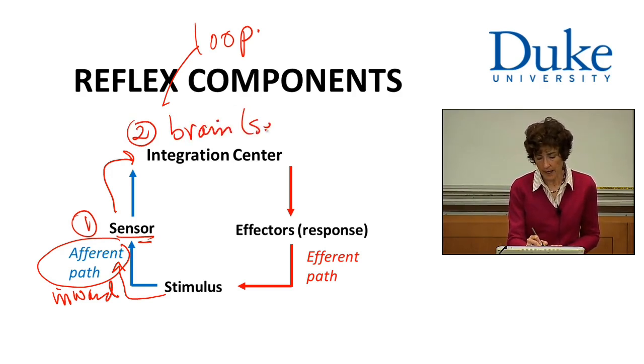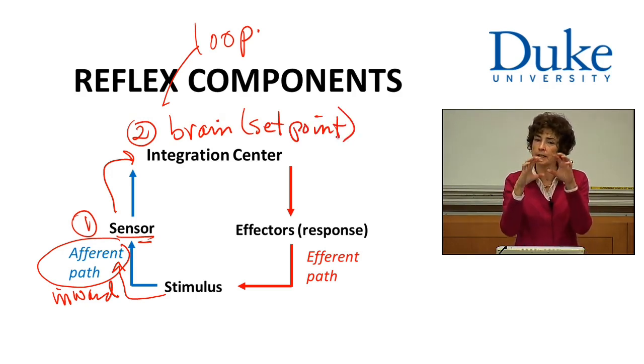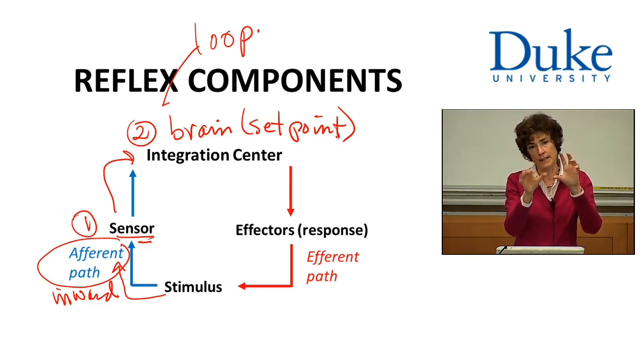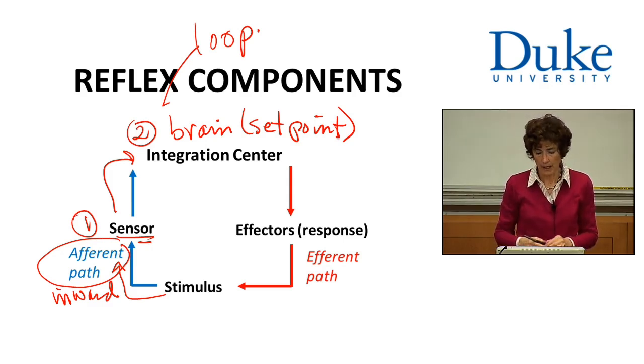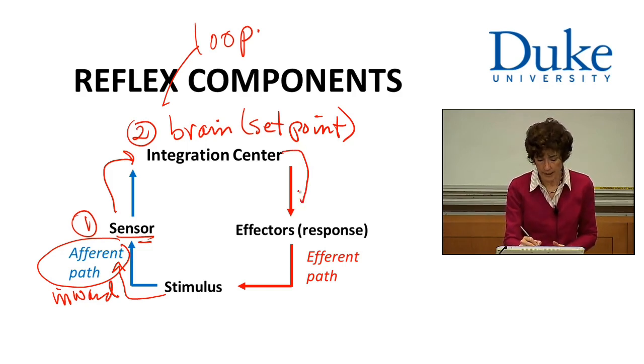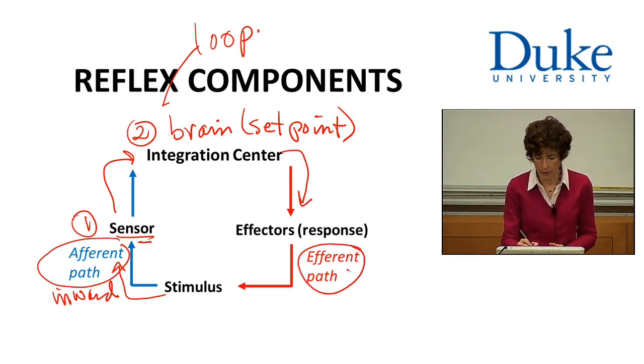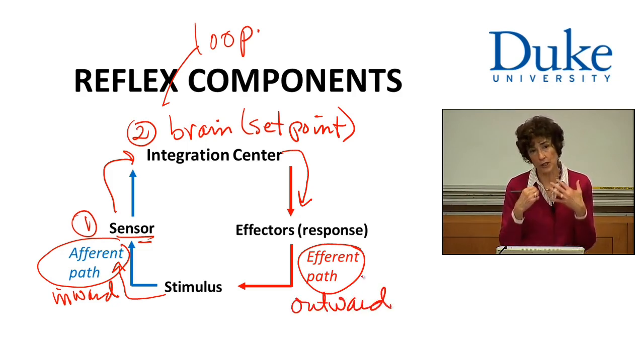And this is where we have our set point. So the brain already has a set point within it that then examines the inputting signal and evaluates whether or not it is higher, the same as the set point, or lower than the set point. If it is different from the set point, then the integration center sends out an efferent signal. This is an efferent path, or a path that's going outward from the integration center.